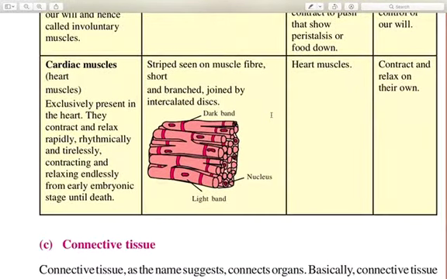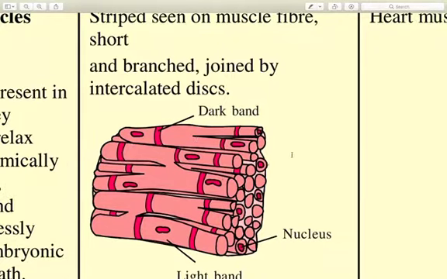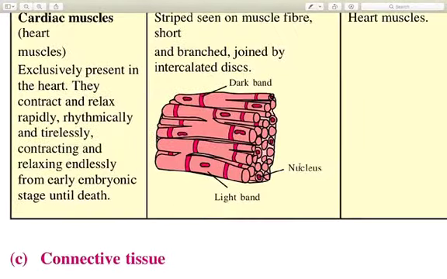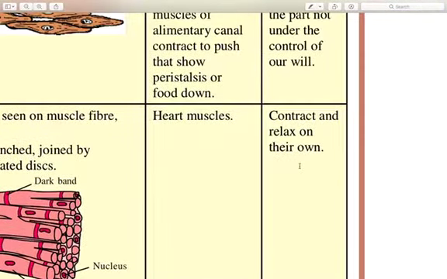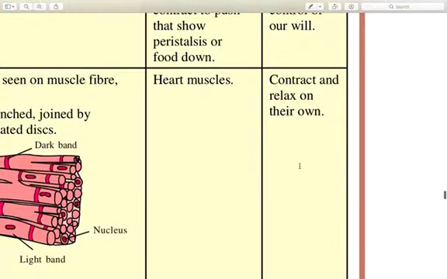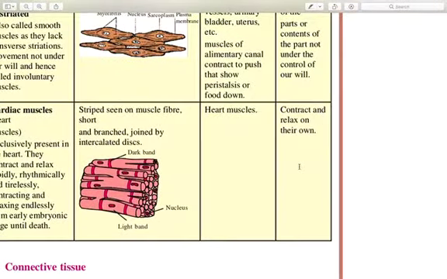That is striped, seen on muscle fiber. They are short and branched. Okay, they are branched and joined by intercalated discs. Intercalated is nothing but you have layered like this, and one tissue is bound with another one, like intercalation inside it, so that they are arranged in layers. So that is the meaning of intercalation. They are heart muscles basically. That's the example location, and the function is, as I told, it is contract and relax on their own.